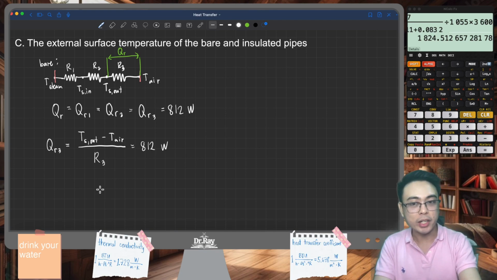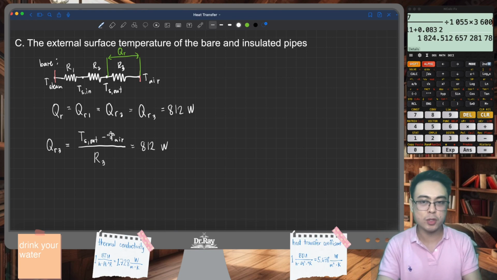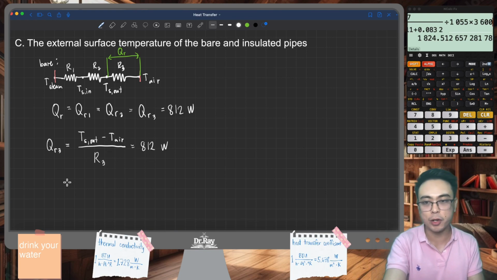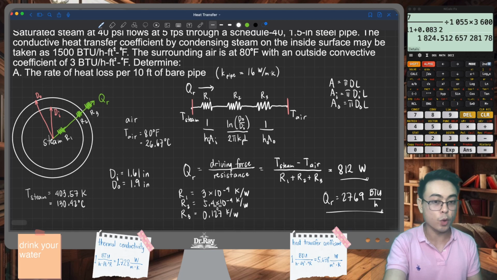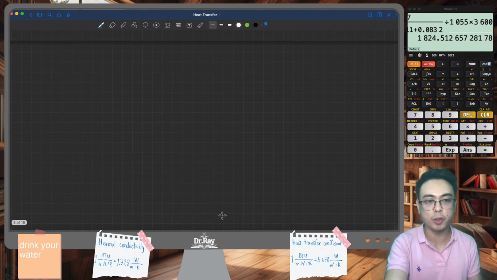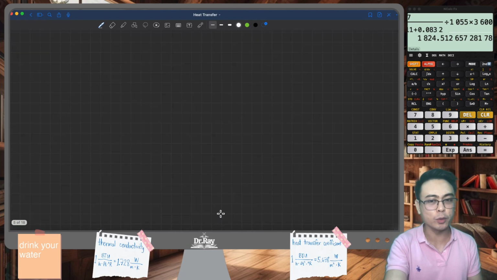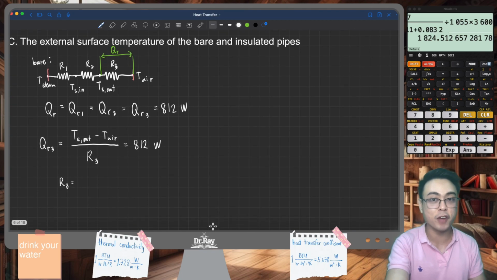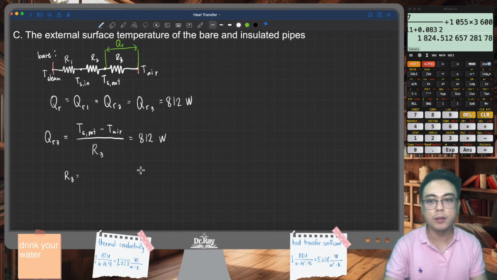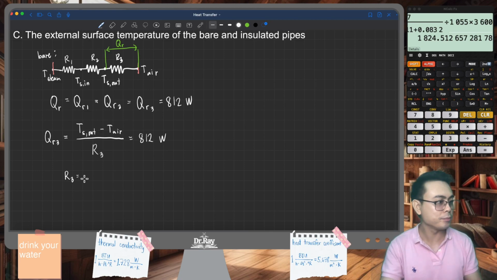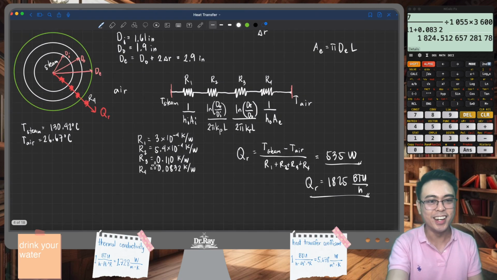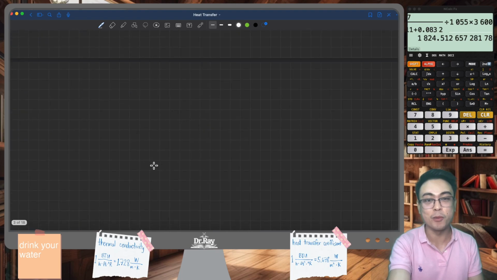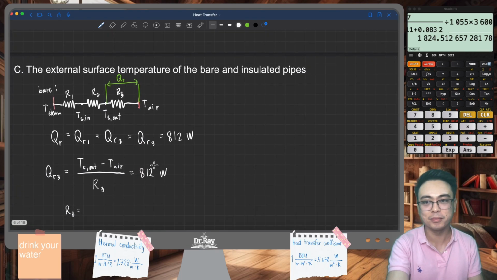Okay? Now we can easily solve for this because we already have a value of R3 earlier. Let me fetch that quickly. R3 for letter A is this one, 0.127 Kelvin per watt. If you want to recalculate with the fresh values, you may do so. Sorry, I lost the value. 0.127 Kelvin per watt.